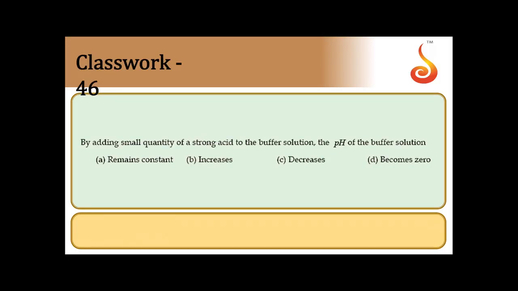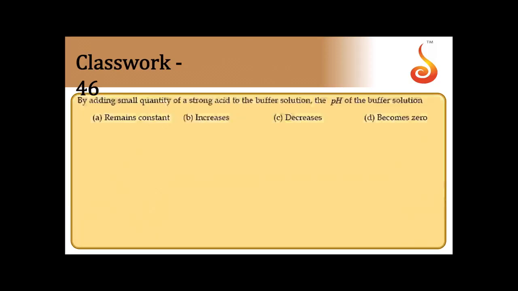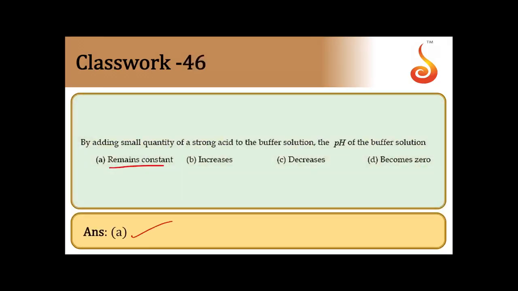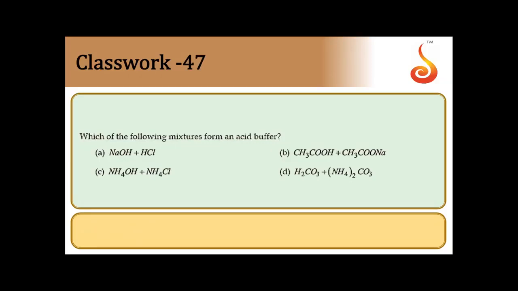Then 46. By adding a small amount of strong acid to a buffer, the pH of the buffer solution. When you are saying a small amount is added, then the pH value of the buffer solution will not change. A small amount of acid, a small amount of base, or even on dilution, the pH value of a buffer will not change. It remains constant because a small amount is mentioned. So it remains constant. The value will not change. Option is A.